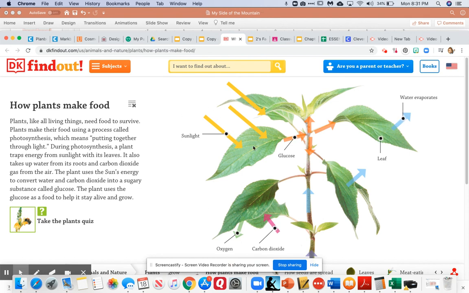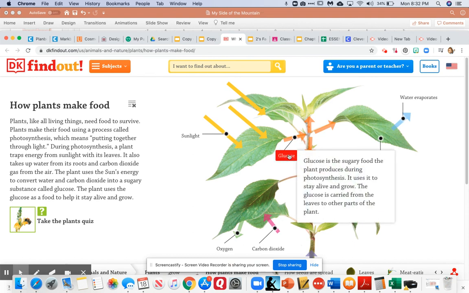The plant uses the glucose as a food to help it stay alive and grow. So here it shows the sunlight coming into the plants, and I'm going to click on sunlight, and it says the plant's leaves trap sunlight. Plants need this light to stay alive and grow. And then over here we have glucose. Let's click on that. It says glucose is the sugary food that the plant produces during photosynthesis. It uses this to stay alive and to grow. The glucose is carried from the leaves to other parts of the plant.